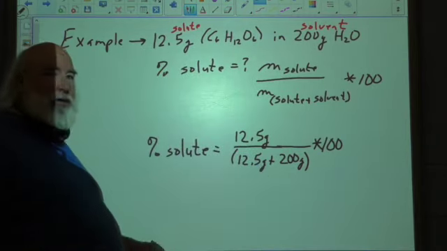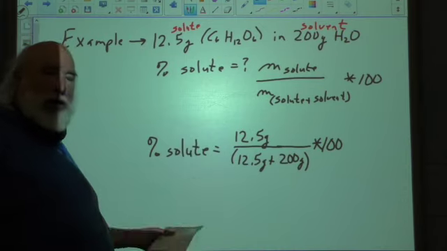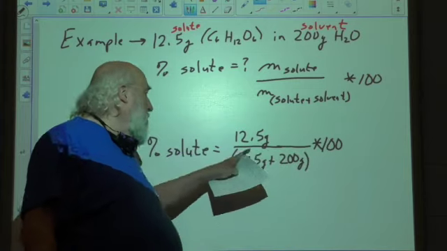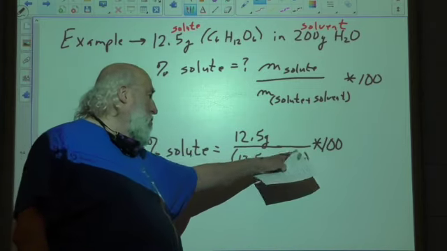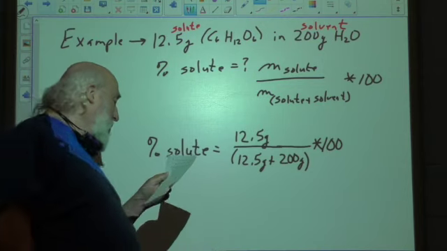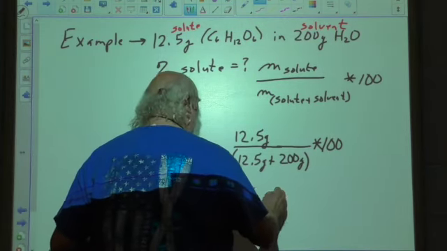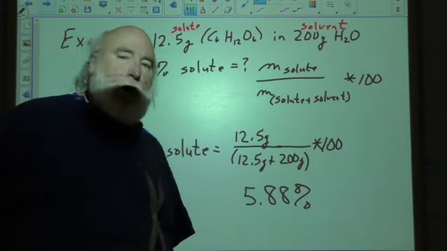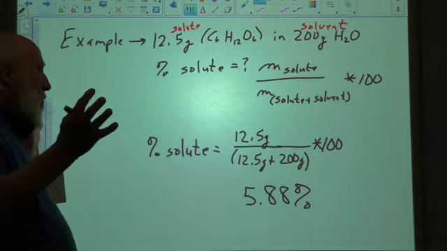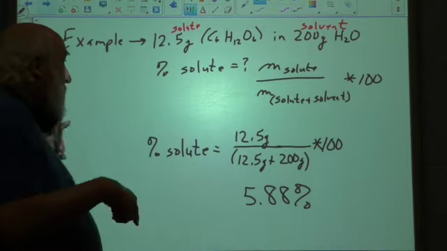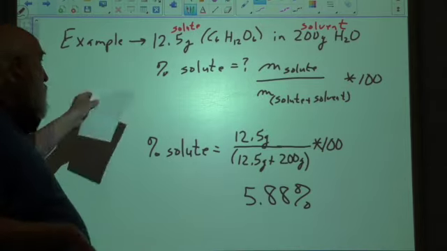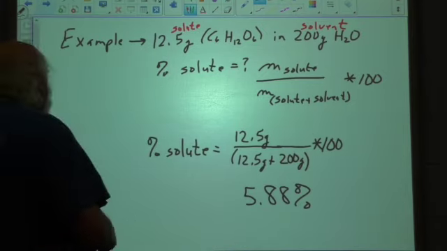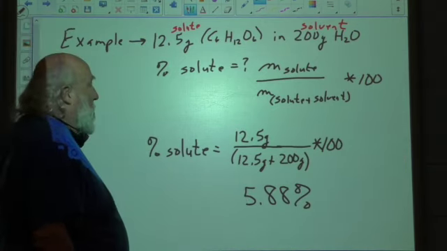Don't stop in the middle and hit enter and then start over with the next part. Do not do that. Do this all as 12.5 times 100 divided by parentheses 12.5 plus 200, close parentheses, enter, and your answer is 5.88%. Okay? That's all there is to it. Now, we can manipulate things that are missing that you still have to use the formula for, but you got to use your algebra skills, which some of you I know are pretty good at, and some of you need to continue working on.